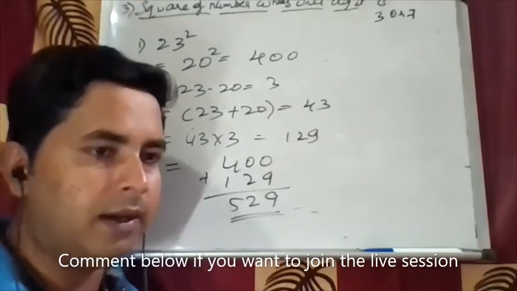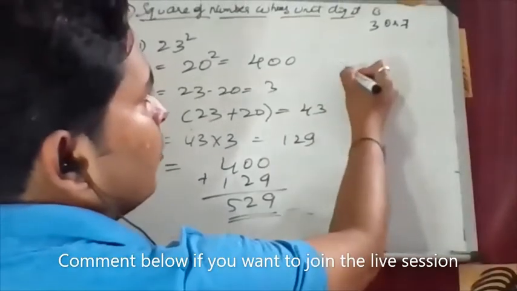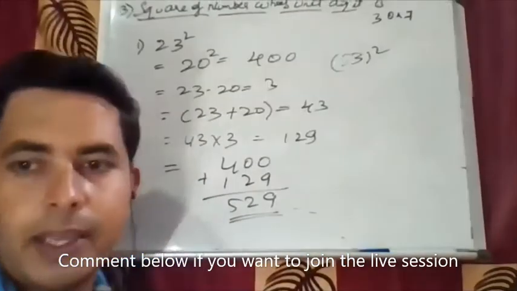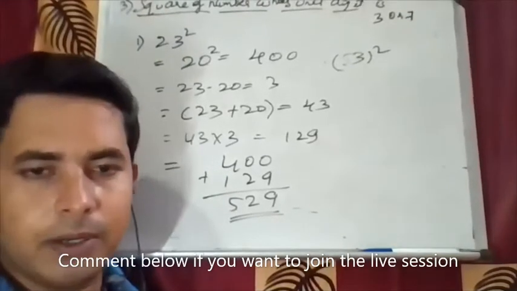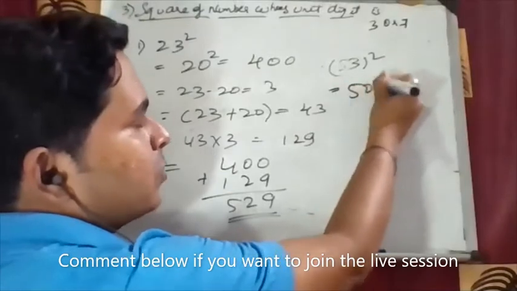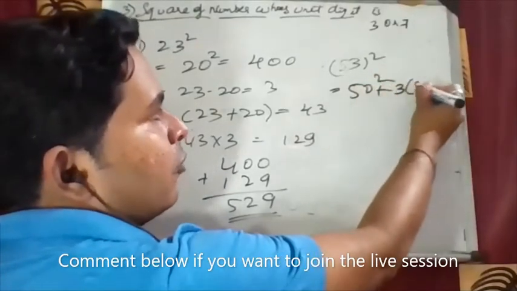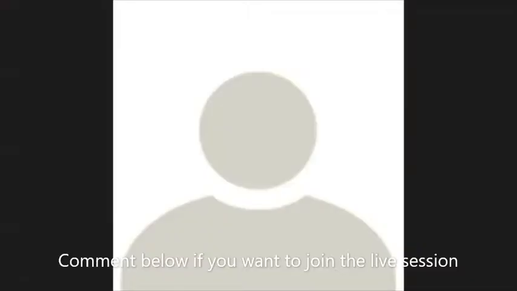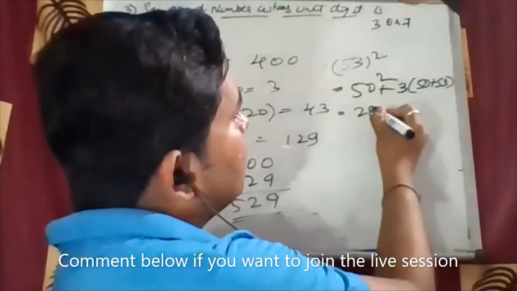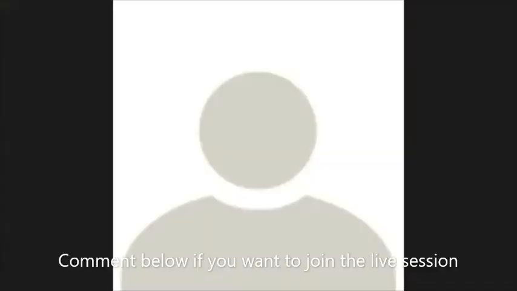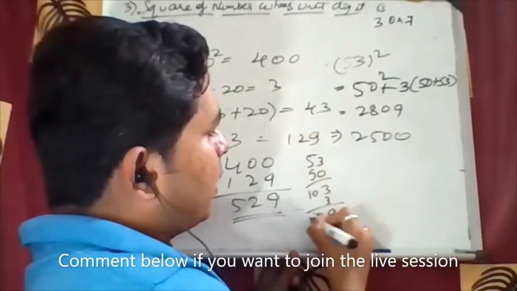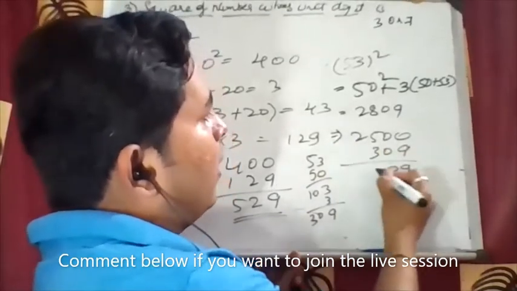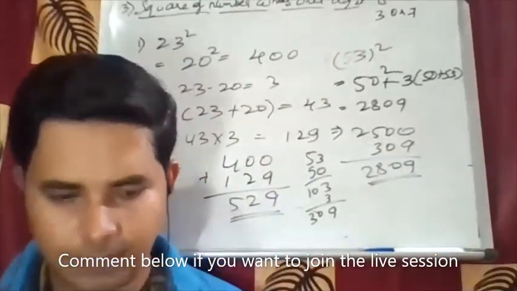Similarly, you people try now 53 square. Find out the value of 53 square, same method. 50 is the nearest number, so 50 square plus 3 as the difference, and 50 plus 53 is the formula. 50 square will be 2500. And if you add 53 and 50 you get 103. Multiply it by 3 and you get 309. So add 309 here. 2809 is the answer.